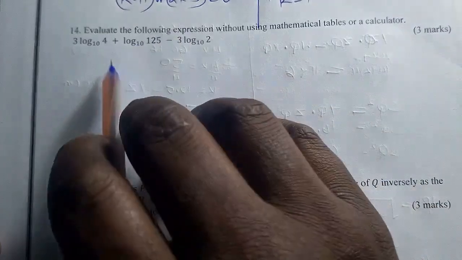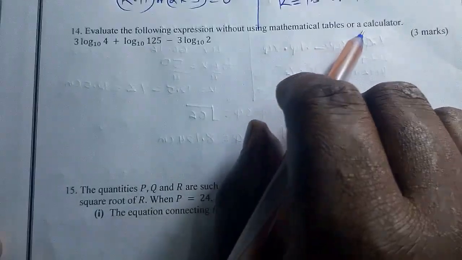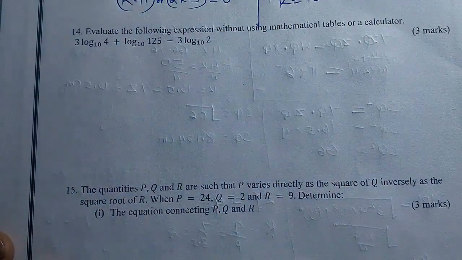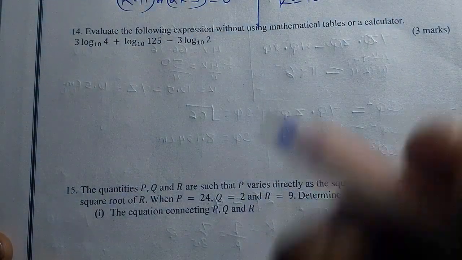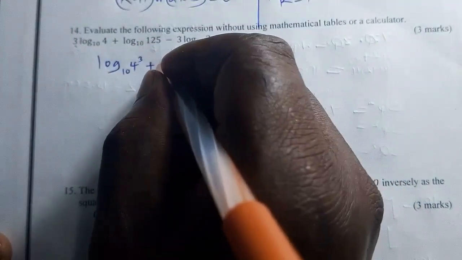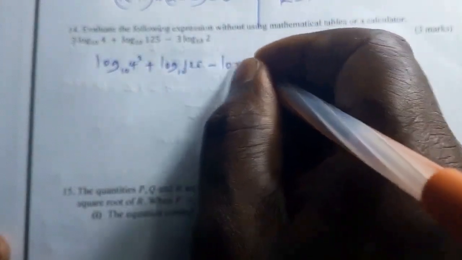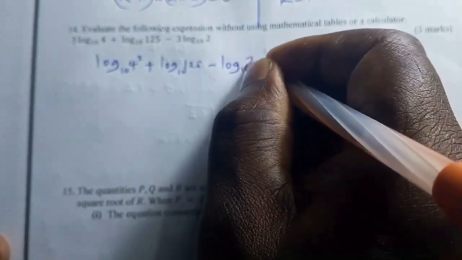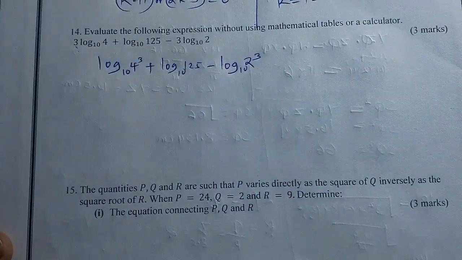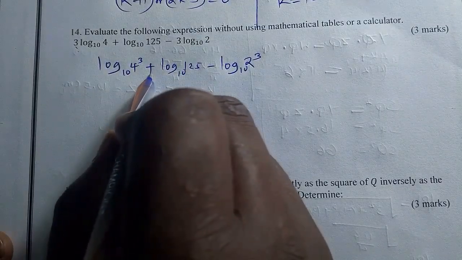Evaluate the following expression without using mathematical tables or a calculator. This is the same as log base 10 of 4 raised to power 3, plus, you bring this here, log base 10 of 125, minus log base 10 of 2 raised to power 3. That is the first law we need to understand. When it is addition, it means multiplication.